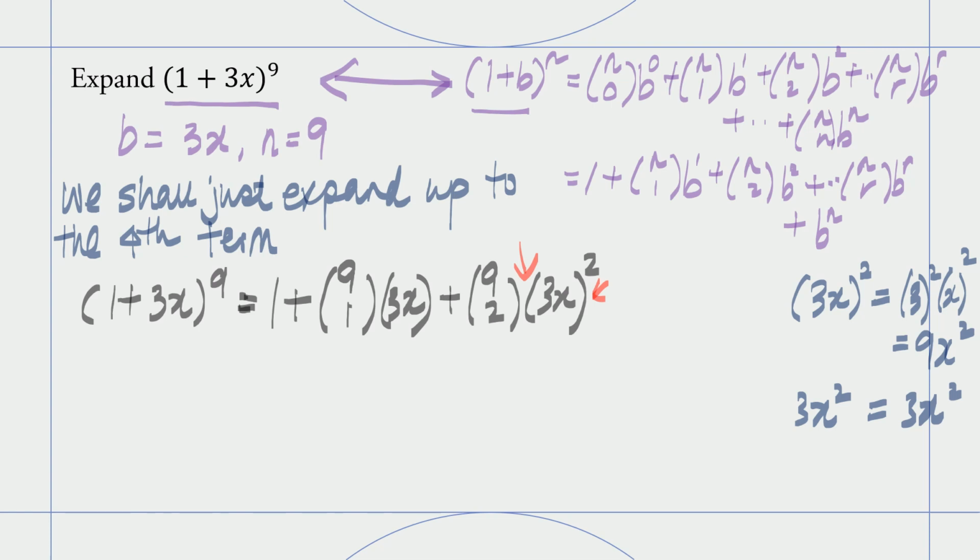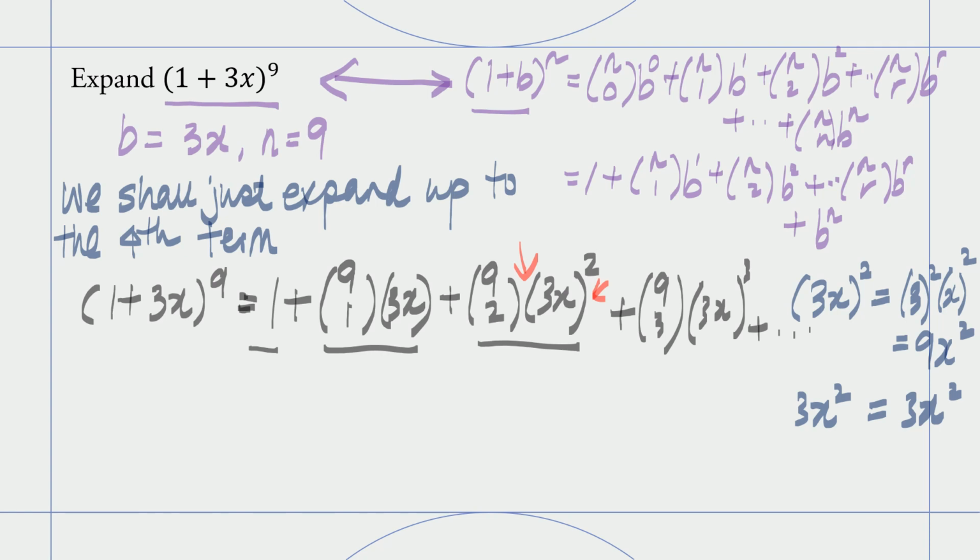Okay, so we're going to do up to the fourth term. So I have 1, 2, 3. So I need one more. So plus 9C3, bracket 3x, close bracket to the power of 3. So there are another 6 more terms behind. Okay, we're not bothered because we only want to expand up to the fourth term.